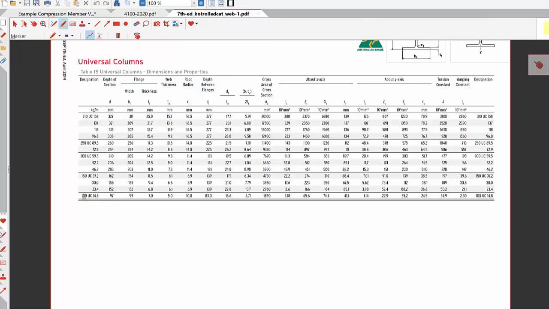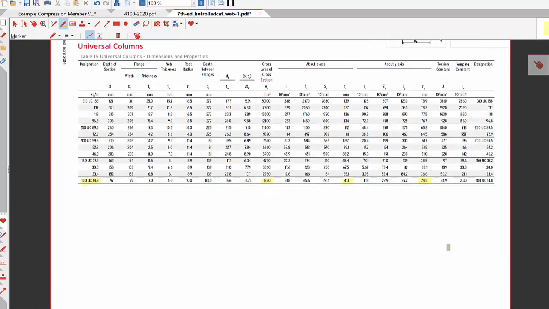So you see that in this table, 100 UC 14.8 is the section that we have here. And the properties that we need from there are the area of the steel section, that is the gross area, which is 1890 millimeters square. And of course, we have the moment of inertia about the x and y axis. But the properties that we'll be using are the radius of gyration about the x-axis, rx, and the radius of gyration about the y-axis, ry, which is 24.5 millimeters. So these are the things that we need.